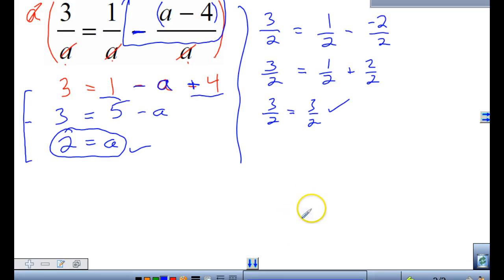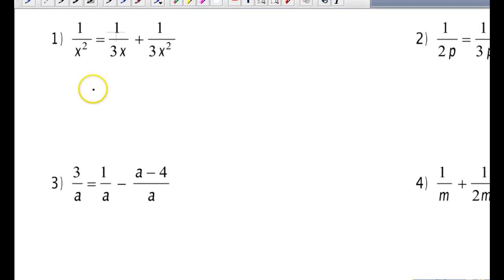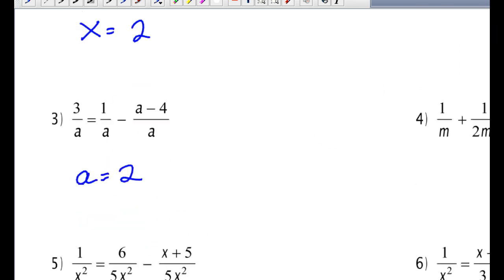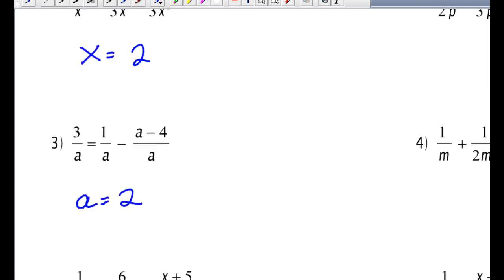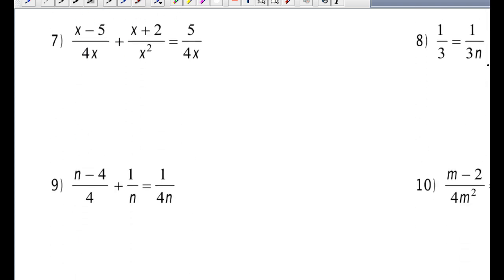Okay, good. Don't forget over here, this is only going to be our answer sheet, so on here we should just have x equals, what's answer number 1? 2. And number 3 was? A equals 2. So on here, I just want to see the answers, that's all. And then you can staple your work to it.